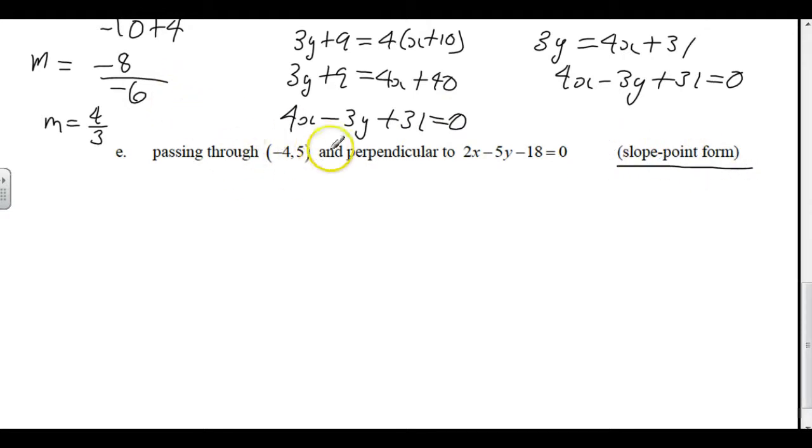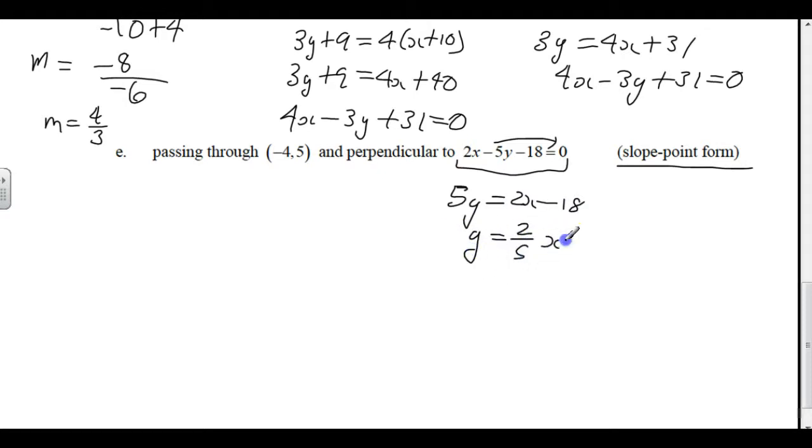Passing through negative 4, 5 and perpendicular to this, and the answer given in slope point form. And this will be the point, I guess. So perpendicular to this, what does that mean? Well, we need the slope of this. So let's move over. So we get 5y, moving that over, is equal to 2x minus 18. So y is equal to 2/5 x minus 18/5. The slope perpendicular will be negative 5/2, the negative reciprocal of 2/5, which is negative 5/2.